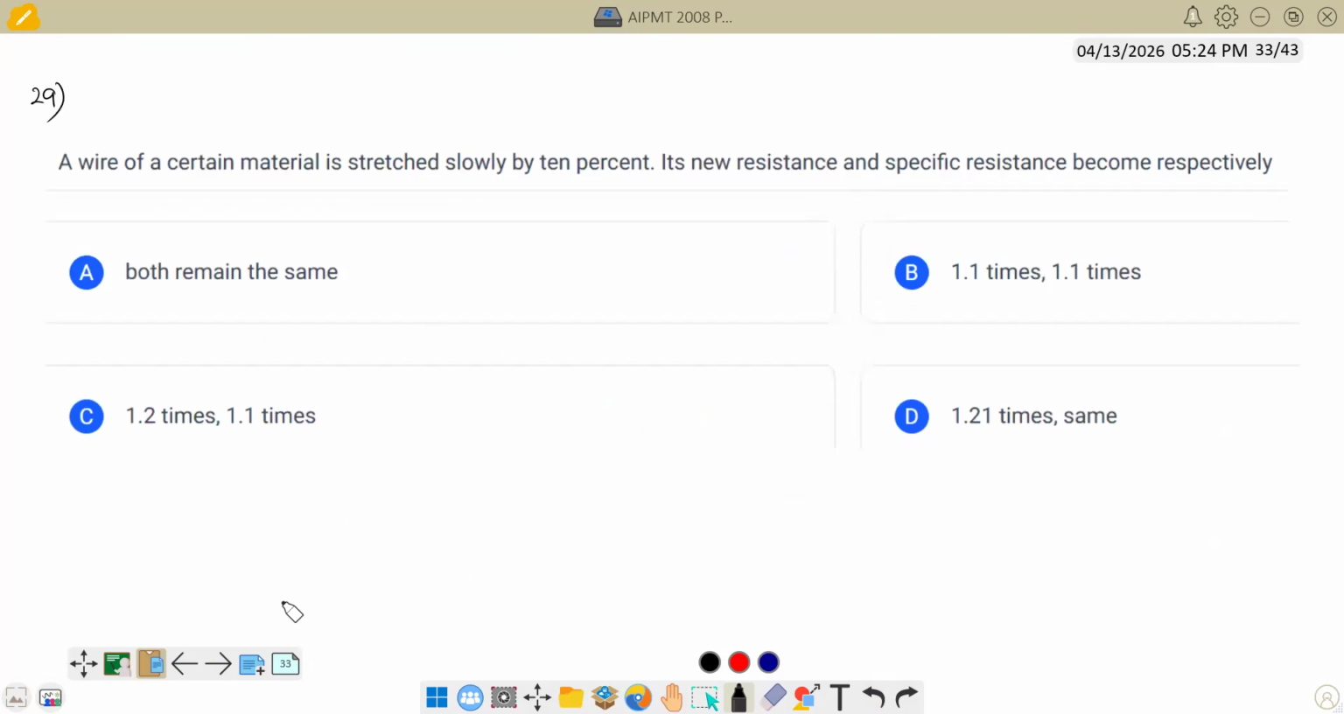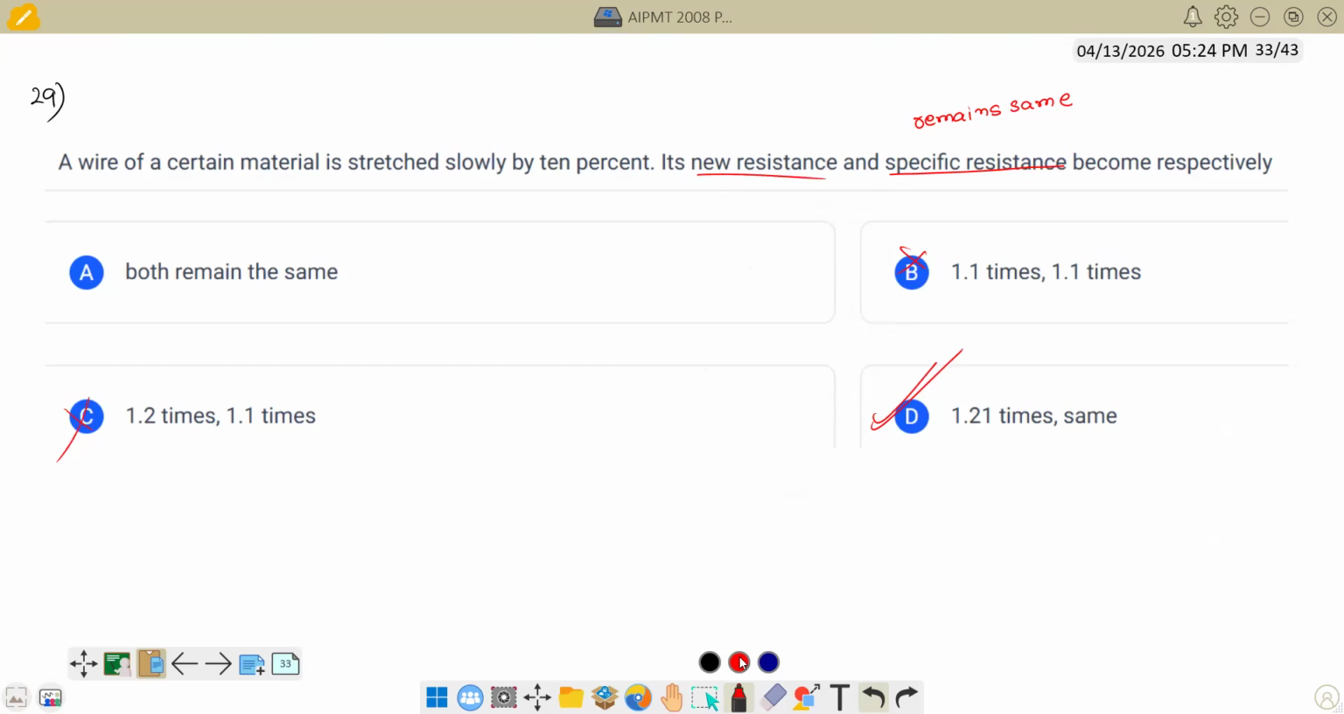A wire of certain material is stretched slowly by 10%. Its new resistance and specific resistance become respectively. Let me tell you, specific resistance doesn't change by stretching. So specific resistance remains the same. And if you stretch a wire, its resistance would change. So one of them must remain the same, another one must change. So the only possible option is this one. Specific resistance must be the same, so I can eliminate these two options, and one of them must change. I would mark this and go.